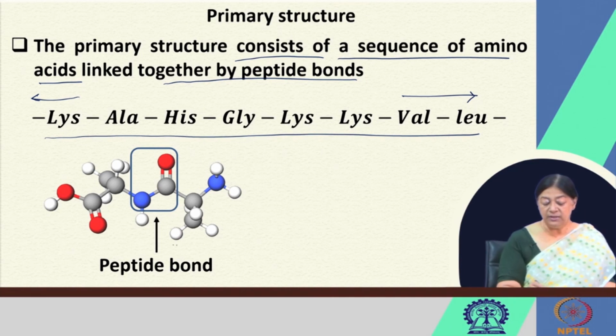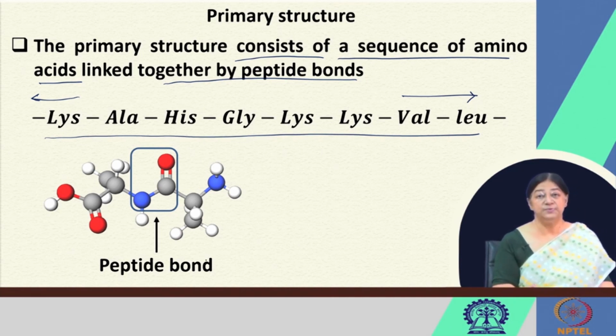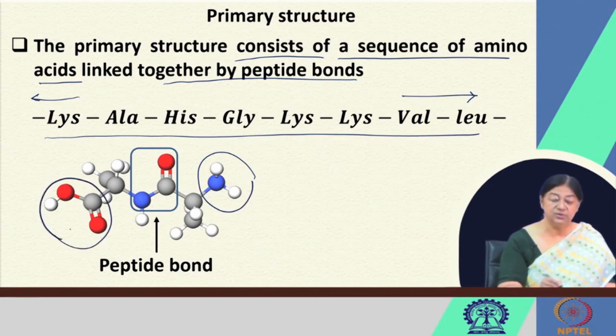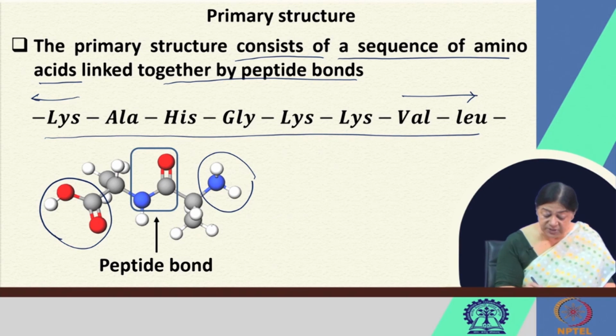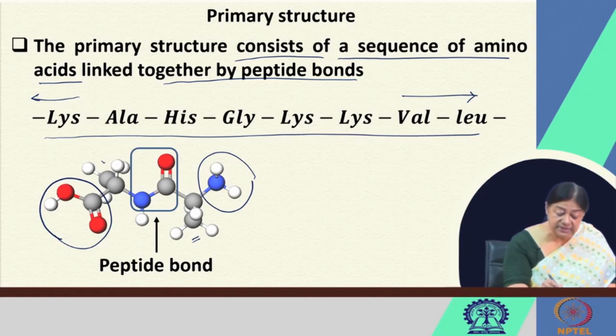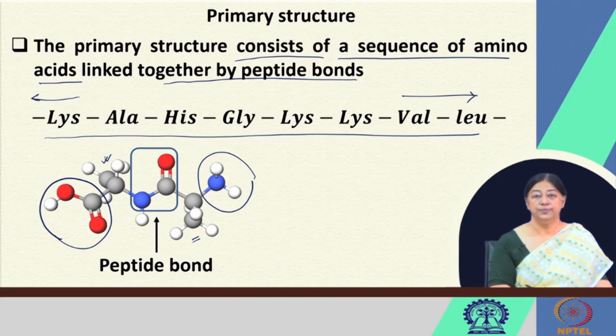Now, if we look at the way this peptide bond has been drawn, the N terminus is this one. The C terminus is this one. So, this particular R group is amino acid number 1. This is amino acid number 2. This should not lead to any confusion whatsoever. The amino acid that begins the protein is the N terminus.